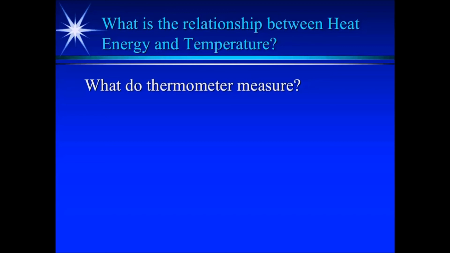What do thermometers measure? Heat. Heat movement. That's really all that it can do. It can measure for you the heat flowing into it or the heat flowing out of it. So if the thermometer level goes up, then heat must be entering it. If it goes down, then heat must be leaving it.